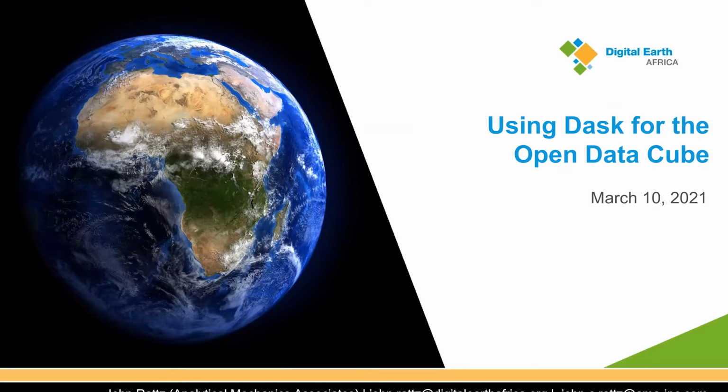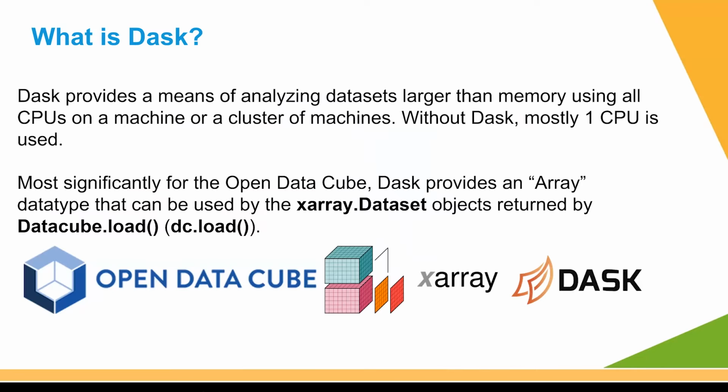And we're going to be talking about using something called Dask for the Open Data Cube. So first off, what is Dask? Dask provides a means of analyzing data sets larger than memory, so more than we can fit in the instances we have on the Digital Earth Africa sandbox, using all the processors on a machine, all the CPUs. And it can actually run with a cluster of machines even if we wanted to scale further. So this is kind of future-proof.